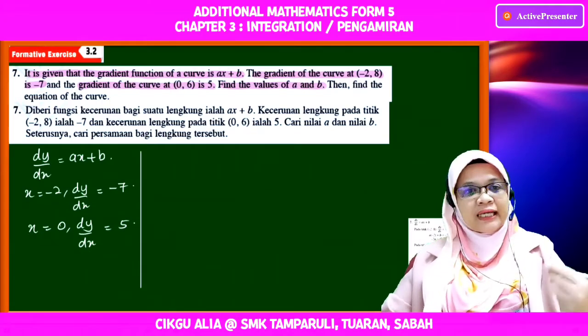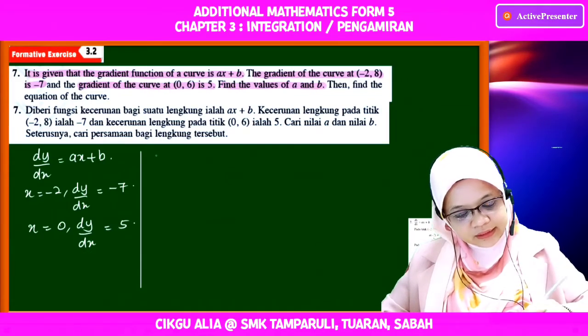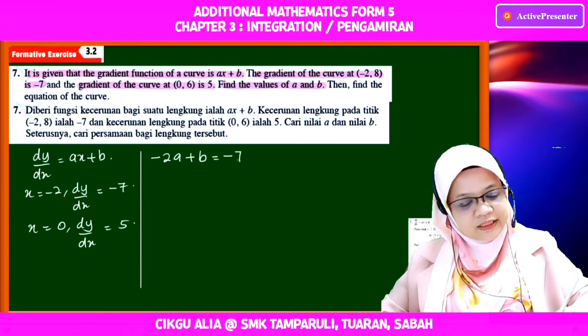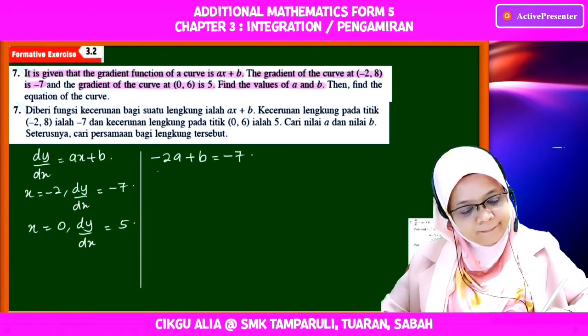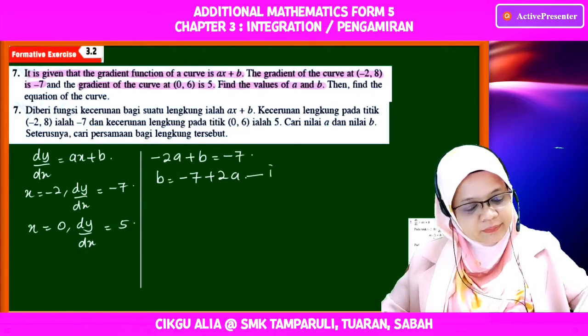The first one, when x equals negative 2, the dy/dx equals negative 7. Maksudnya apa? Kita ada ax plus b kan, the dy/dx. So a times x, that is negative 2a plus b equals negative 7. So we can simplify here, b equals negative 7 plus 2a. Okay, boleh? Ini persamaan yang pertama kita dapat.